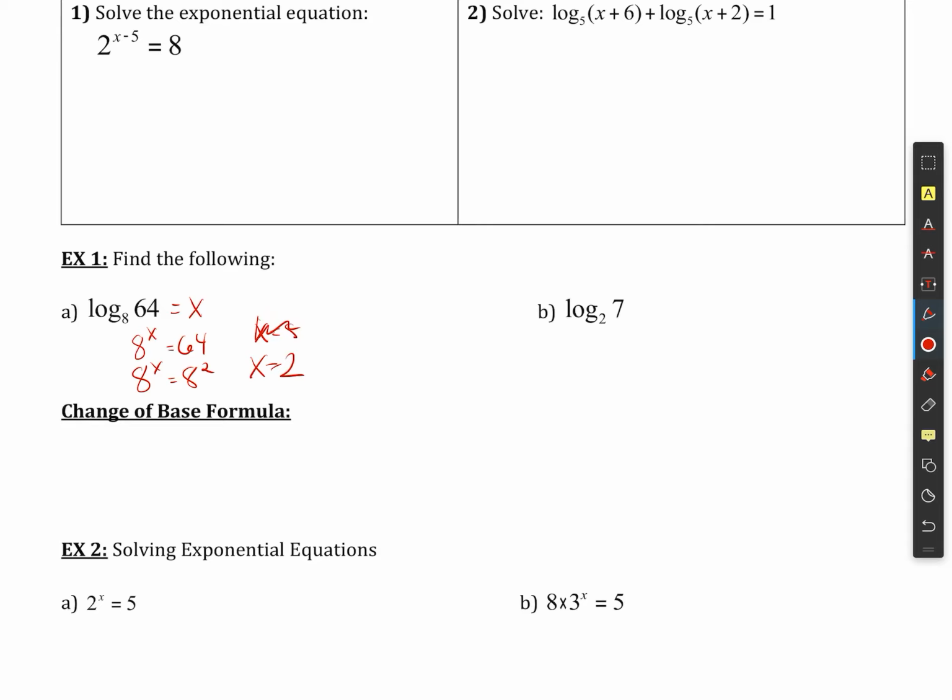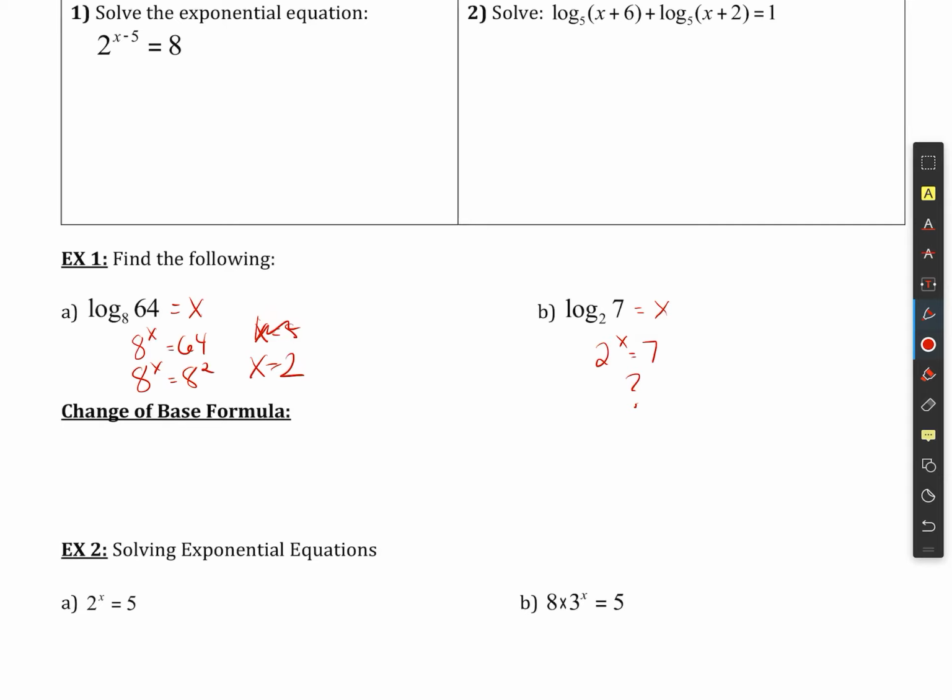Now today, the question is, what happens with something like problem B? Log base 2 of 7 equals x. 2 to the x equals 7. What do we do there? I have no idea at the moment. So there's no change of base, there's no reciprocal power, there's no easy calculator trick right now. We have to do what's called the change of base formula.